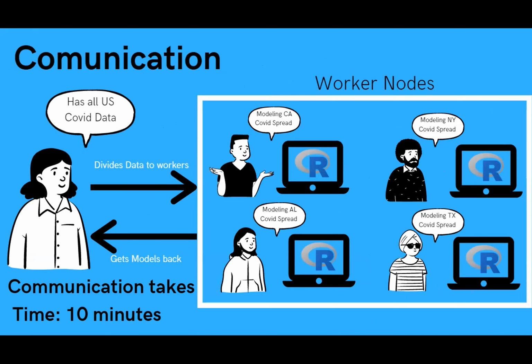So here we have the supervisor, Susanna, and she has all the US COVID data and she gives it out. She has to divvy up the data to all the workers, and then the workers do their modeling, and then she needs to get all the models back. And so this takes time, communication. So it isn't perfect. Even if it was 100% efficient and each task took 30 minutes, we still have this communication overhead. So this is where these 10 minutes come from.